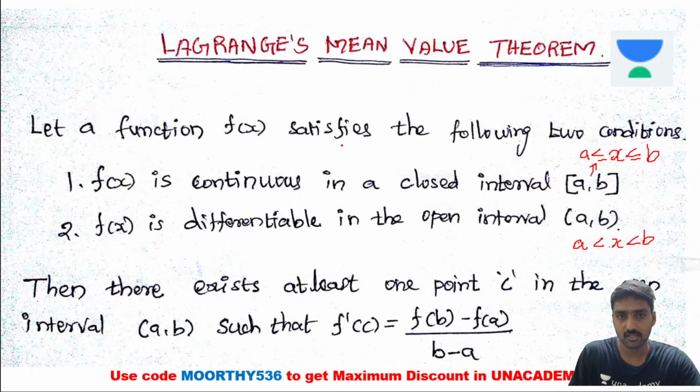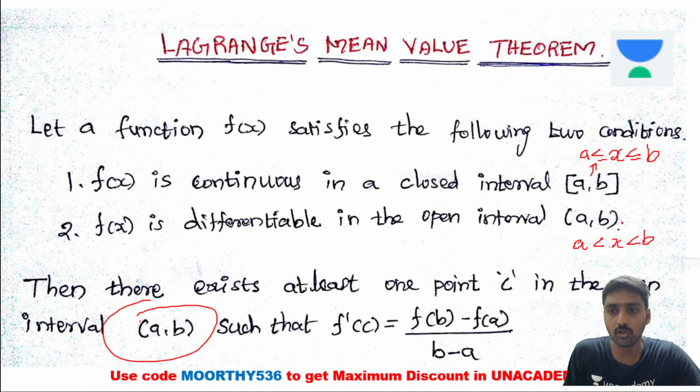Right. So if the function satisfies these 2 conditions, then there exists at least one point c in the open interval. When the function is continuous in the closed interval as well as differentiable in the open interval, there is a point c which lies in between a and b. So the intermediate point is identified through Lagrange's mean value theorem. How are we going to identify it? If you know the values of the end points, by using Lagrange's mean value theorem we identify the intermediate point.